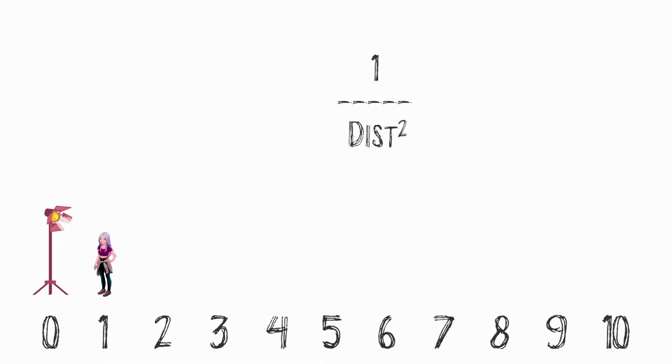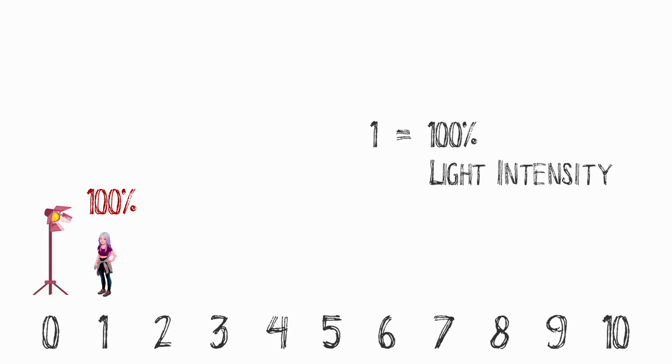So in this diagram, we have the light 1 unit of measure away from the model. Putting this into our formula, distance of 1 unit squared is 1. Inversing it makes it 1 over 1, which is 1. So this is our metered correct exposure.